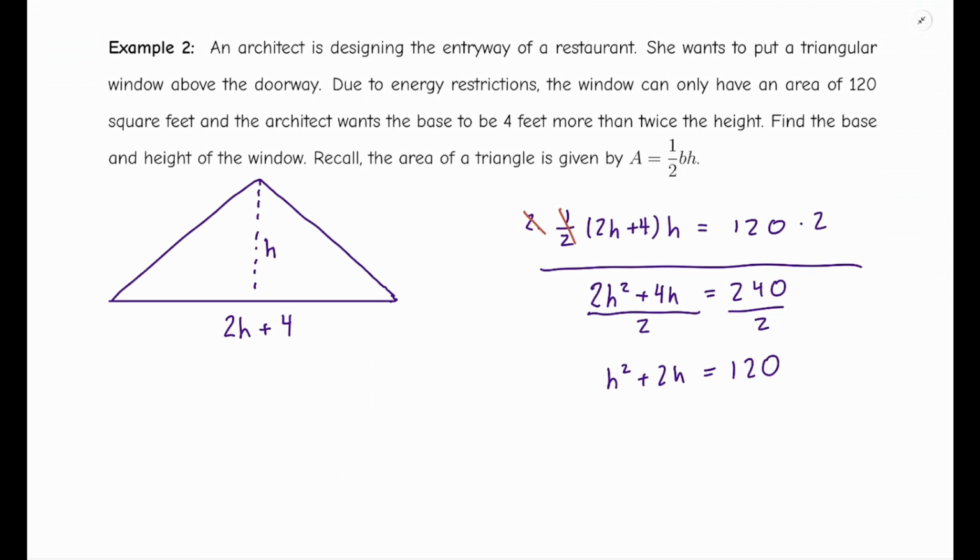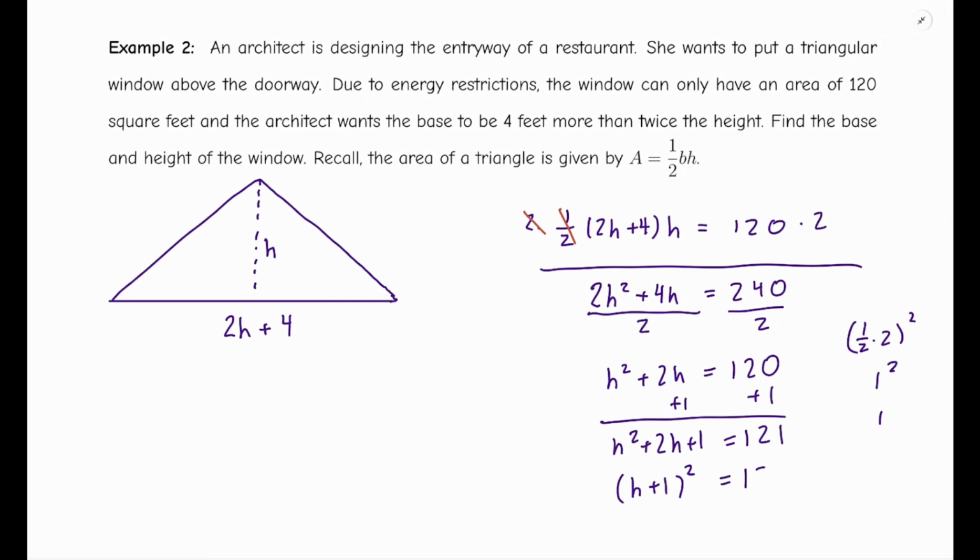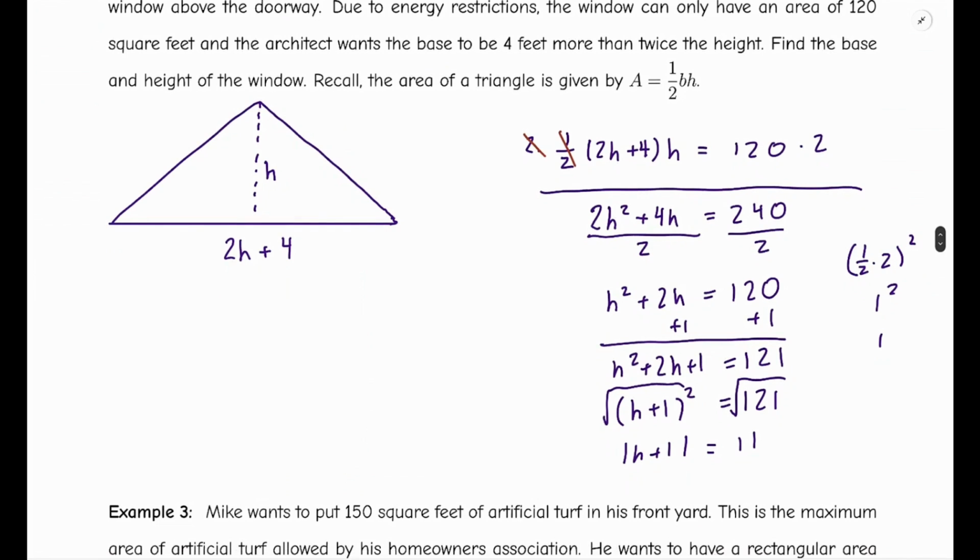Again, you could factor it or use the quadratic formula, but I think completing the square is the easiest way this time. So I'm going to go 1/2 times 2 squared, which is 1 squared, which is 1, and add 1 to both sides. We get h squared plus 2h plus 1 is equal to 121. That factors as h plus 1 squared, which equals 121. Take the square root of both sides. We get the absolute value of h plus 1 is equal to 11.